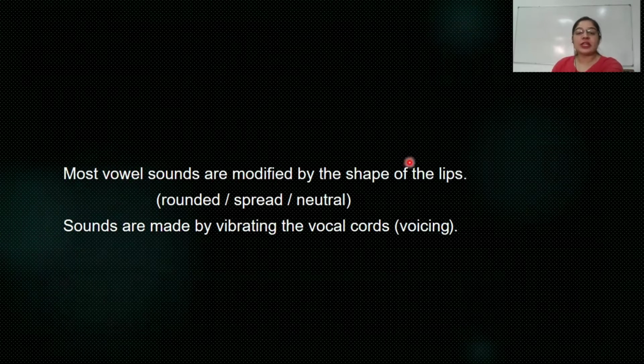Most vowel sounds are modified by the shape of the lips. Now, you have to notice three things. Number one, the positioning of your tongue, how your tongue is placed. I discussed the tongue when we were discussing the speech mechanism. We have the tip, blade, front, central and back part of the tongue. So what is the position of our tongue while pronouncing these vowels? How are our lips? Are they rounded, spread, or neutral?